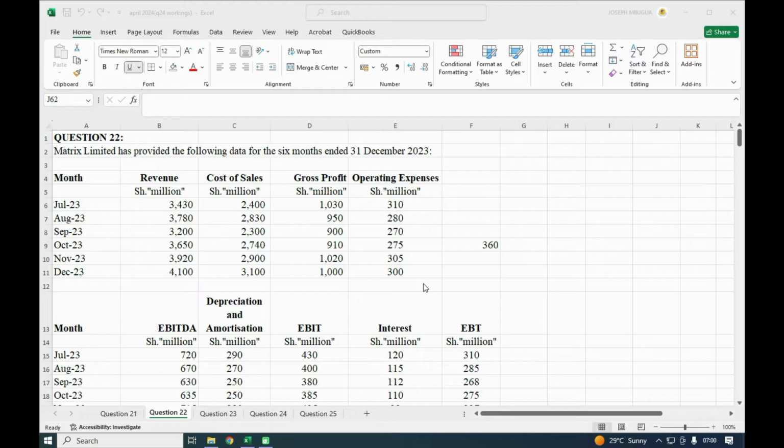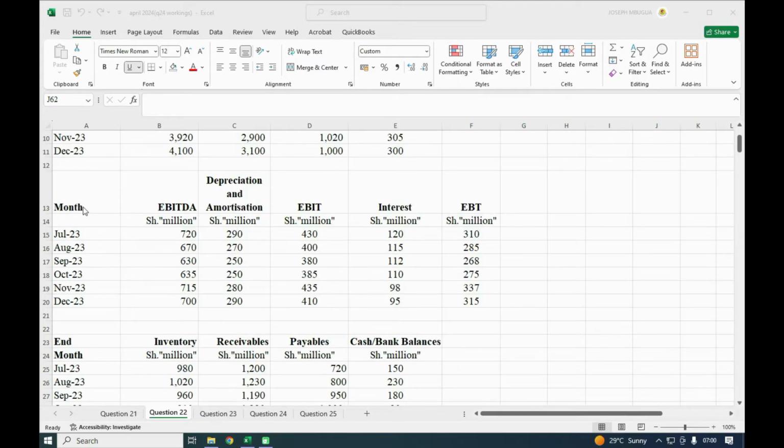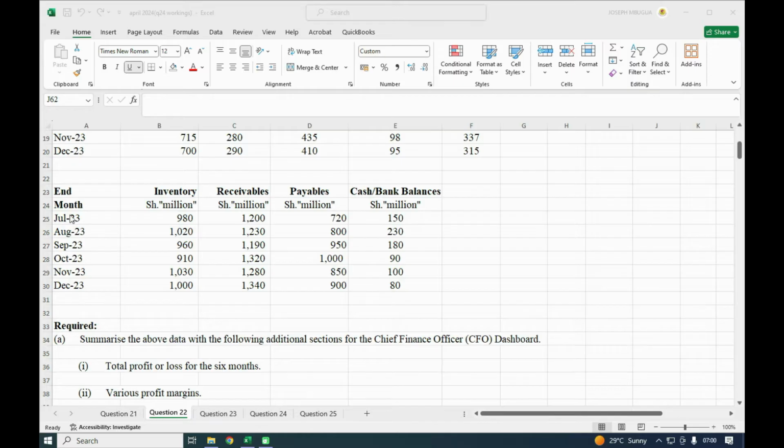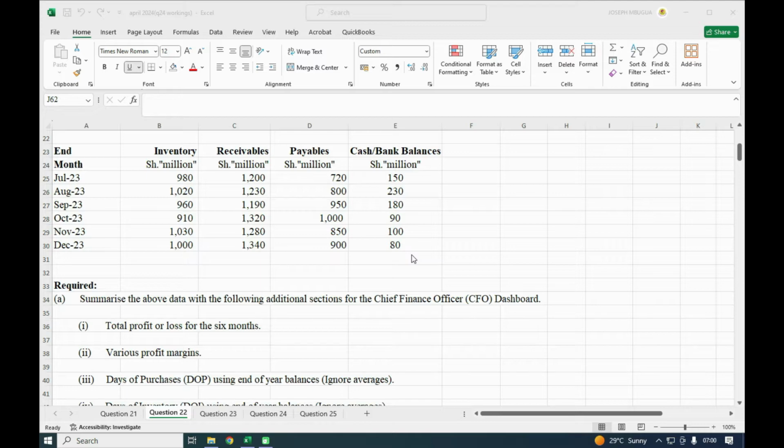So I'll read through question number 22. Matrix Limited has provided the following data for the 6 months ended 31st December 2023. So I've been given the month, July to December. We've been given the revenue, the cost of sales, gross profit, and operating expense. We've been given again the earnings before interest, tax, depreciation and amortization, depreciation and amortization, earnings before interest and tax, interest. Have been given earnings before tax. Then we have been given the end of month inventory, receivable, payable, cash, and bank balances.